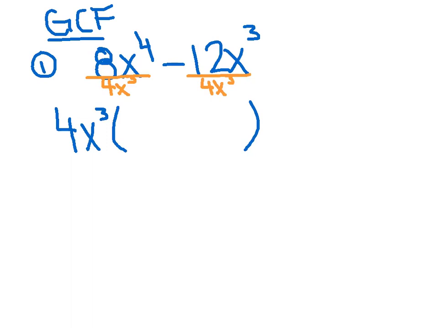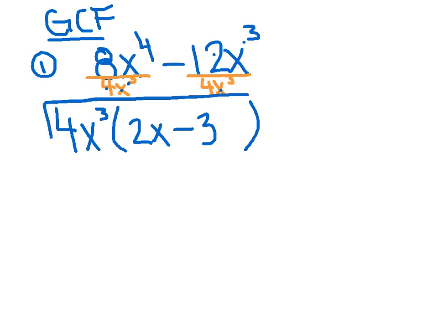Okay, so 8 divided by 4 is going to give me 2, and x to the 4th divided by x cubed is going to give me x. Again, remind yourself when you're dividing like bases, we subtract the exponents. 4 minus 3 gave me an exponent of 1. Minus 12 divided by 4 is going to give me 3, and then of course x cubed divided by x cubed is just 1. 3 times 1 is 3. So there is our first answer, factored with a GCF.